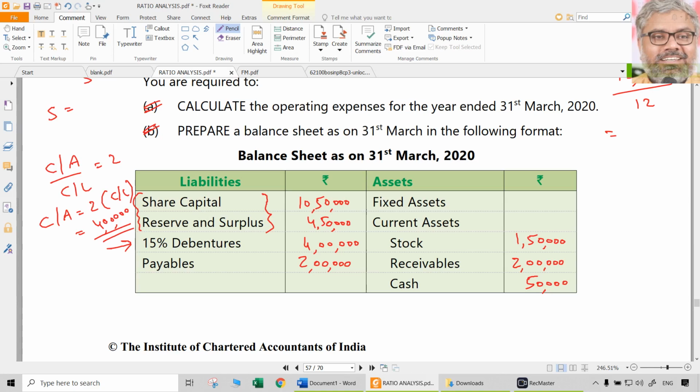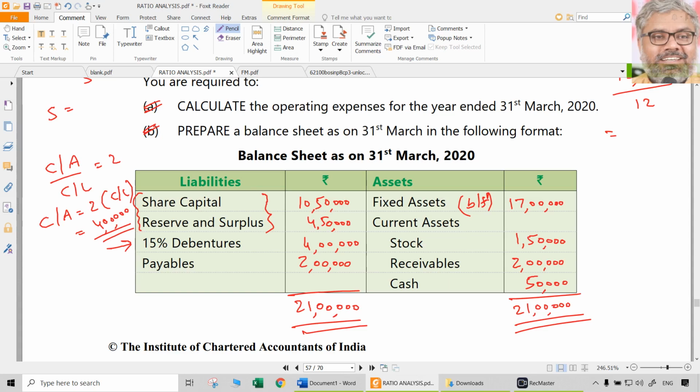Liability side first because all are full. 15 lakhs plus 6 lakhs. 21 lakhs is the total of the balance sheet. And it should be equal here also, right? Should be. Then only it is a balance sheet. So naturally what will be fixed assets? Fixed assets will be how much? 4 lakhs was the current assets. 21 lakhs is the total of the balance sheet. Naturally fixed assets will be 17 lakhs. That is the balancing figure.